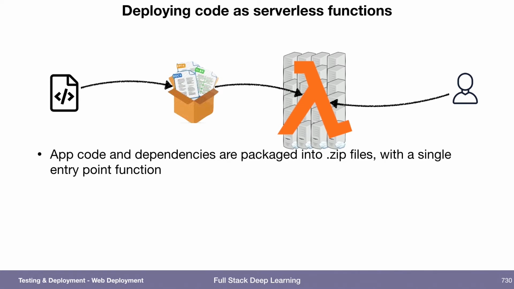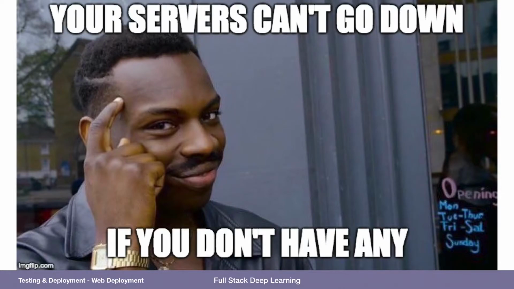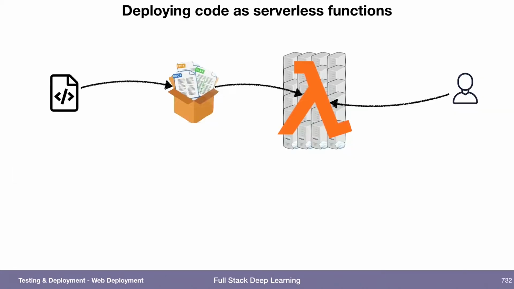Basically, it means that your application code and whatever dependencies you need are packaged up into an artifact that's not a Docker container. It's usually a zip file, could be something else. And then there's kind of an entry point function as part of that. So Amazon Web Services Lambda manages everything else for you, so they can scale that package up to 10,000 concurrent requests per second or more, load balance it for you, monitor it for you, and also only charge you for the time that it's actually being executed. And I put in a little meme that says, your servers can't go down if you don't have any servers.